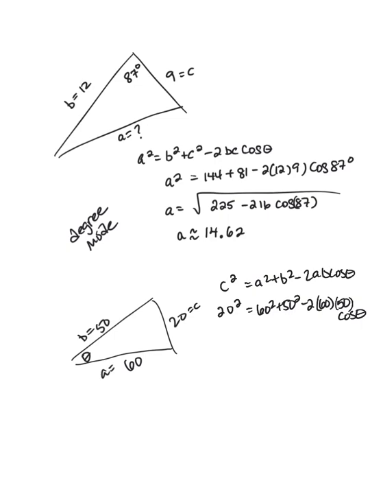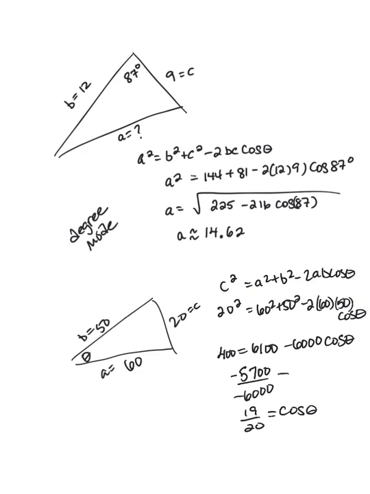Okay, when you do the math, you're going to end up with 400 is 6,100 minus 6,000 times cos theta. Bring the 6,100 over. Divide by the negative 6,000. When you reduce this, this reduces to 19 over 20, reduced to lowest terms. So that's cosine theta. So theta is cosine inverse of 19 divided by 20, which is about 18 degrees.